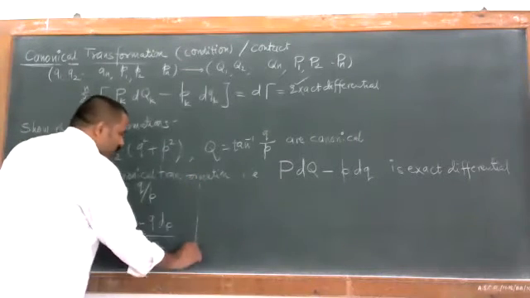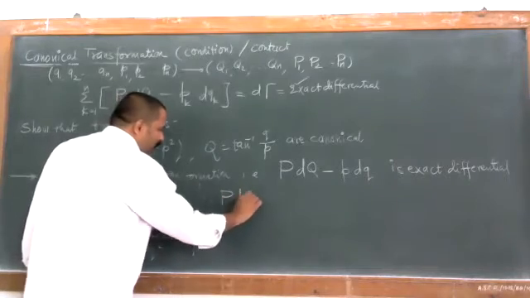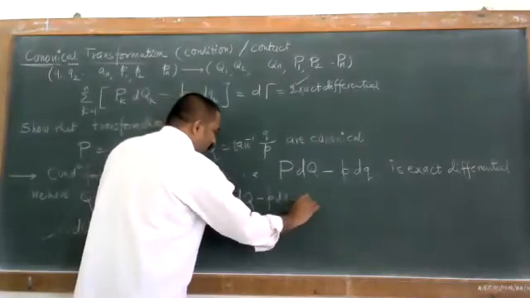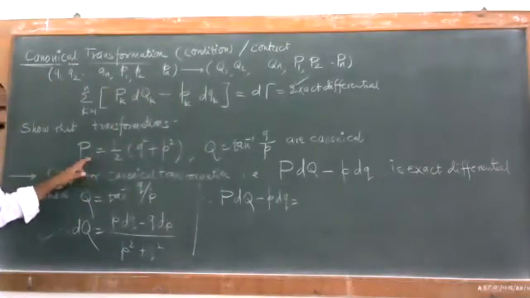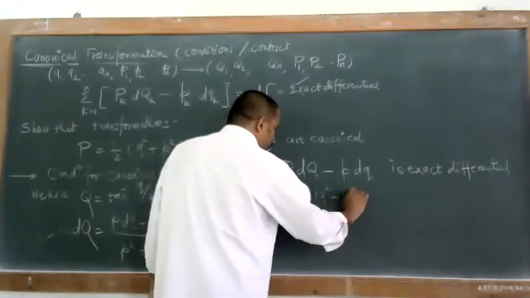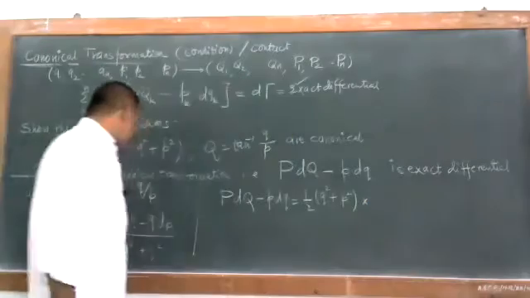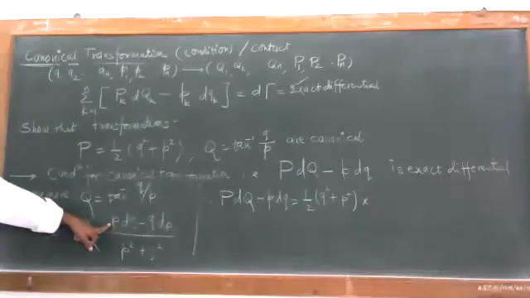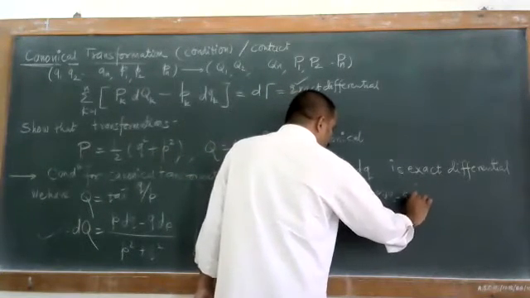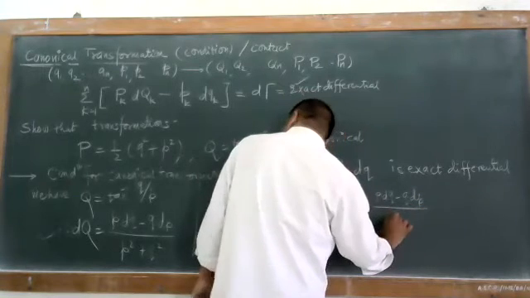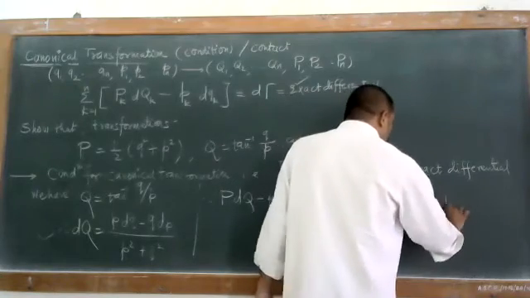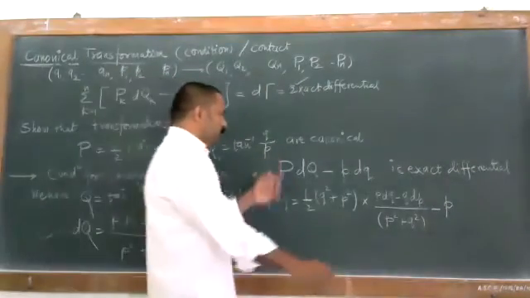So therefore we have the value of capital P dQ minus small p dq, and that can be written as follows. Capital P is 1/2 into bracket (q square plus small p square), multiplied by the value of dQ, that is (p dq minus q dp) divided by (p square plus q square), and minus the value of small p into dq.